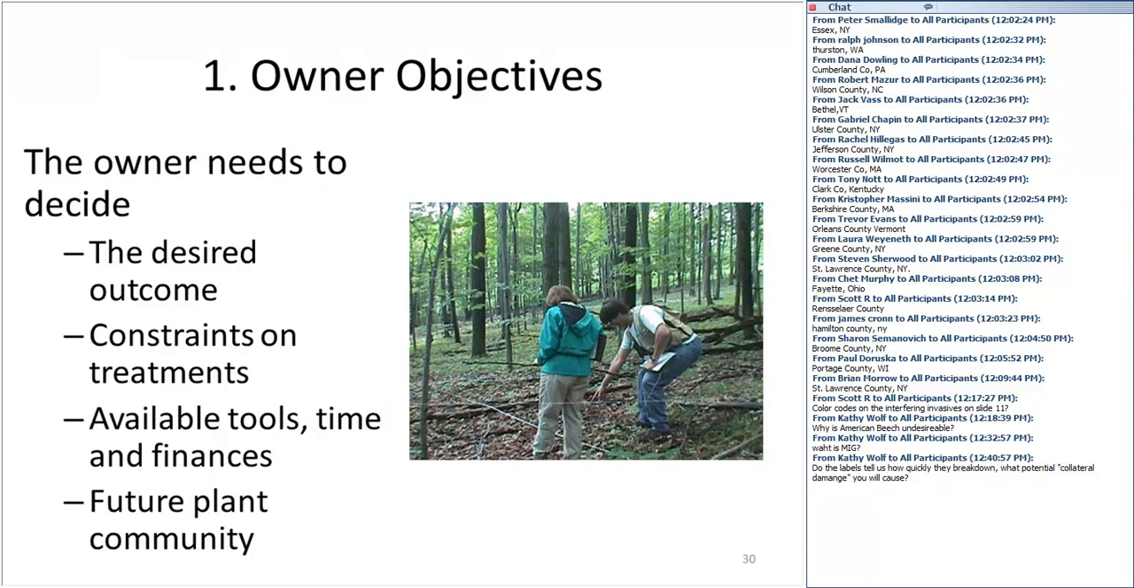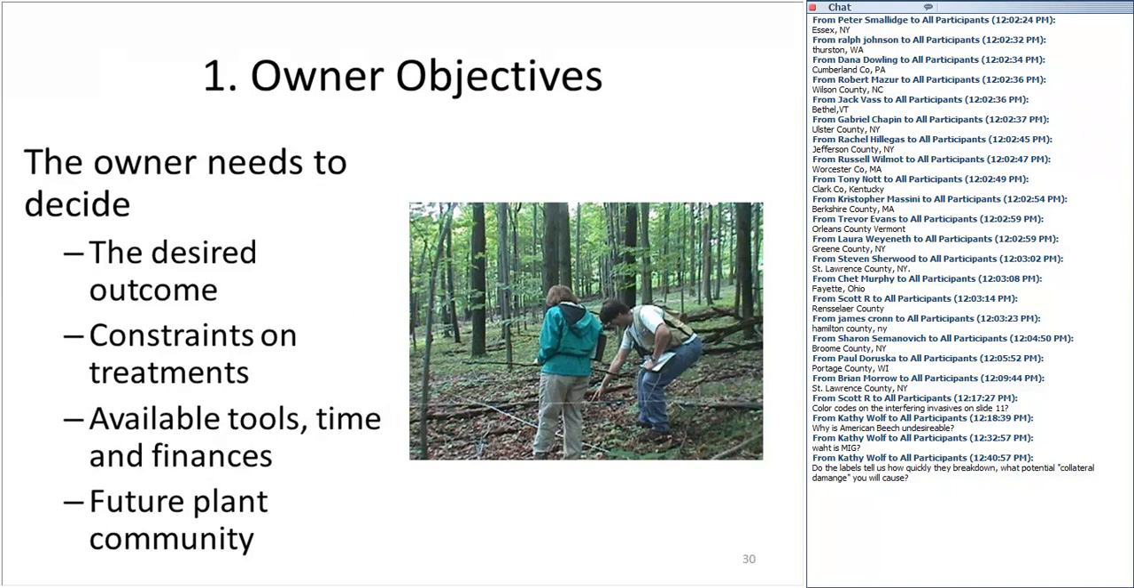Okay, so now let's look. We've provided a context. We've thought about our different strategies and how we can configure those different strategies. Let's think about the parameters that influence our decision making. The first of these is what the owner has for objectives. And when I think about woodlot management, this almost always is the driving factor.